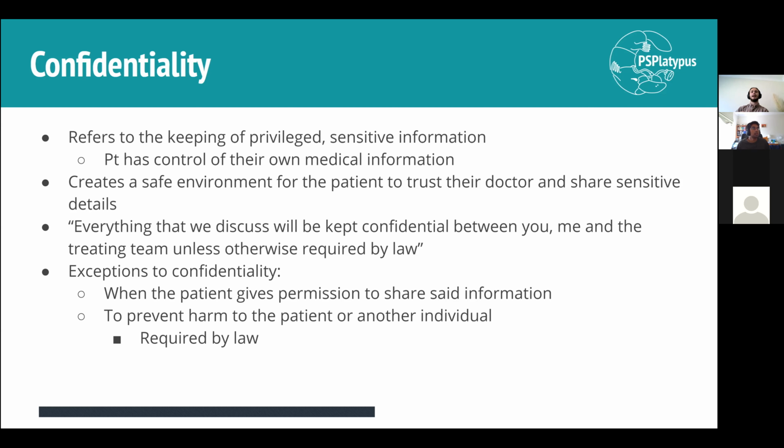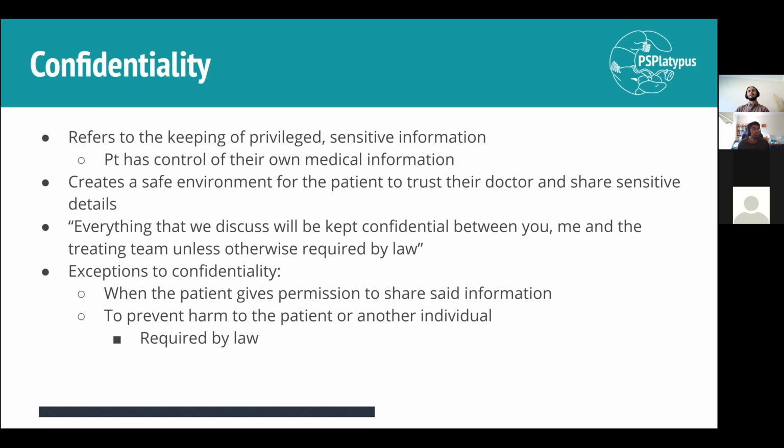It's the idea that, as you'll probably learn to give in your OSCEs, the preamble about confidentiality for a patient: everything that we discuss here today will be kept confidential between you, me, and the treating team, unless otherwise required by law. It really creates a safe environment for the patient so that they can feel free to discuss things that might be a bit touchy, that they wouldn't want everyone to know. It enables them to trust their doctor. And that, of course, would result in you being able to better understand what the patient is complaining of, what their concerns are.